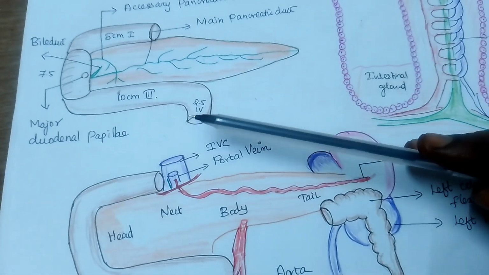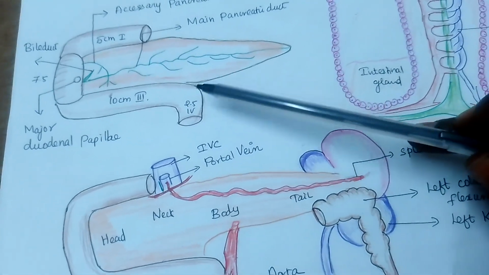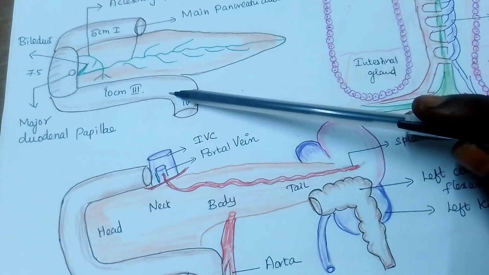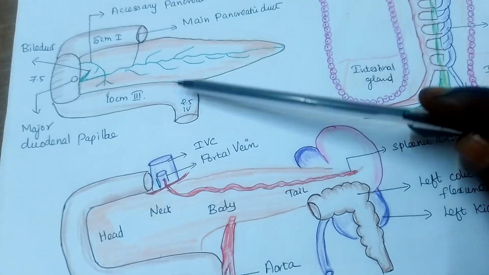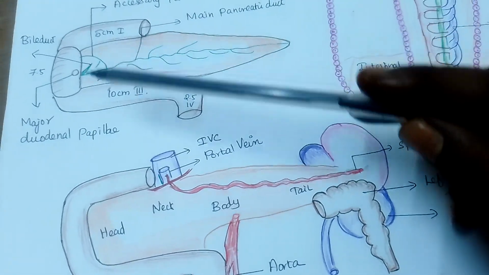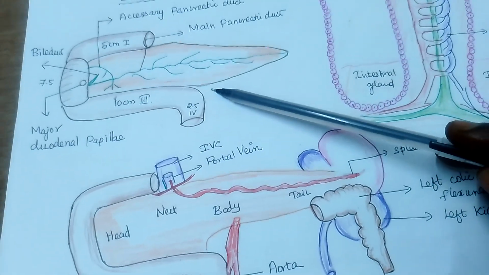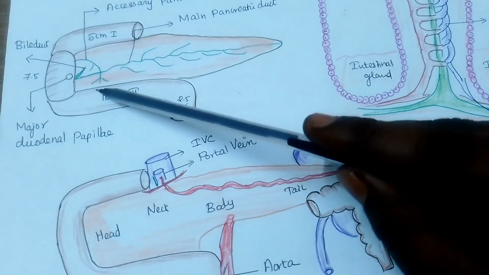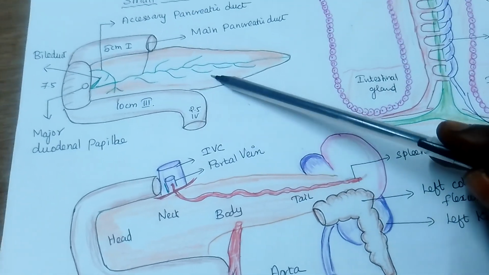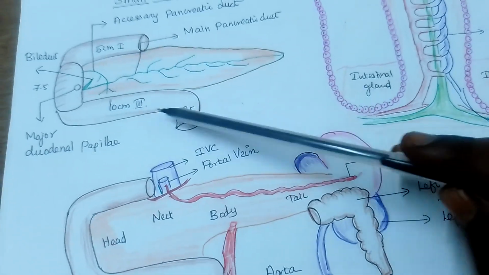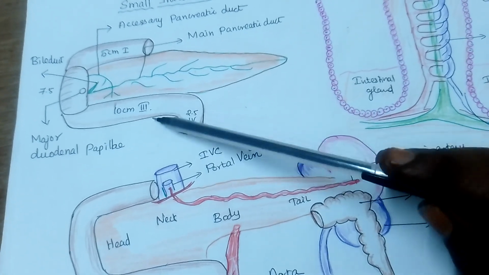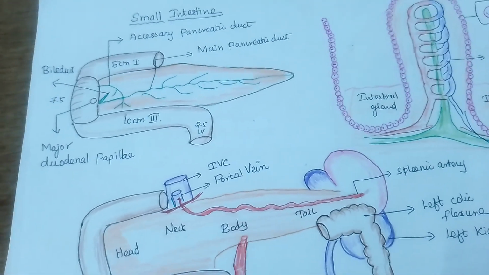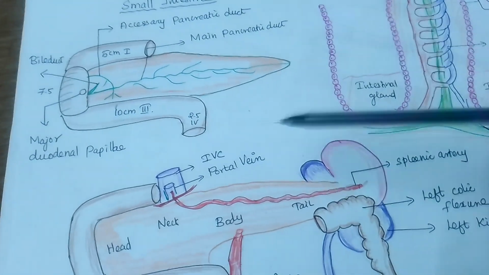The third part is called the horizontal one. It is nearly 10 centimeters in length. It crosses L2. Here we saw L1, and this crosses L2. Anteriorly, the superior mesenteric vessels will be present, and posteriorly will be the IVC and right gonadal vessels. And then the final part, part 4, will be nearly the smallest one.